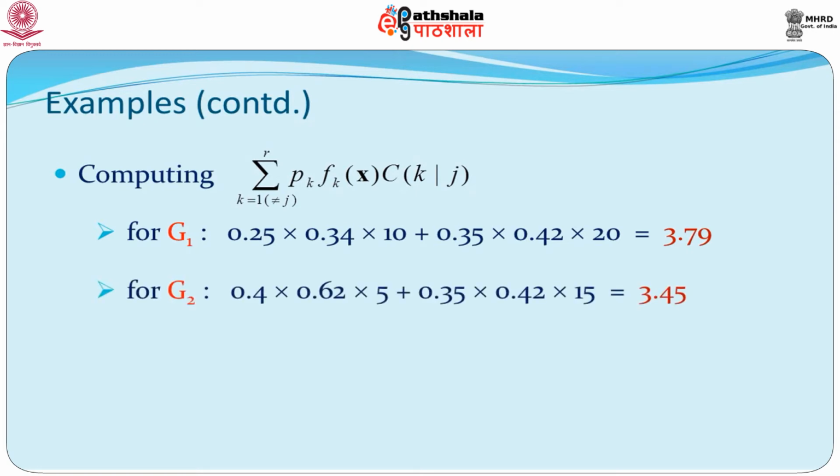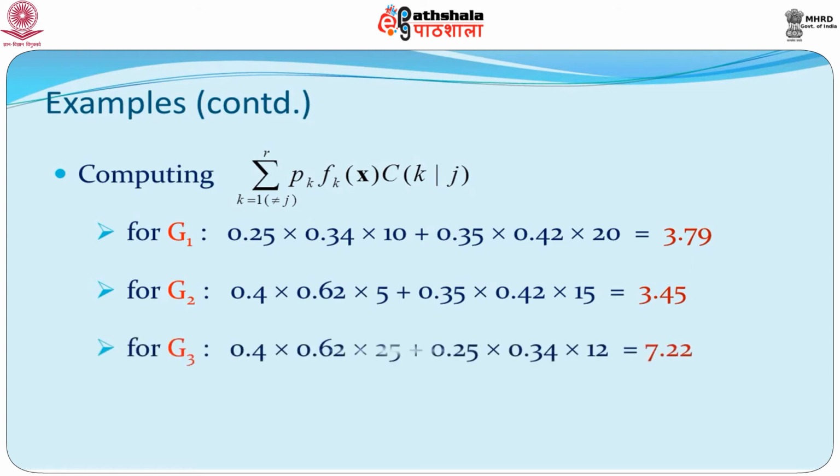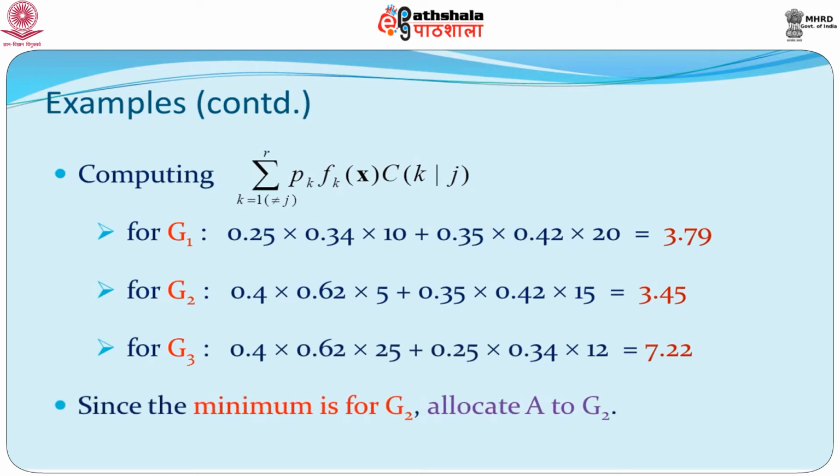Similarly, for G2 we can do the same thing, and the value comes out to be 3.45, while for G3 the value comes out to be 7.22. And now we can see that the minimum is 3.45, which coincides with the second group. Therefore, we allocate A to the second group. That is how the rule works. So, we compute this component p_k f_k c for each of the three groups, where the particular group itself is missing.